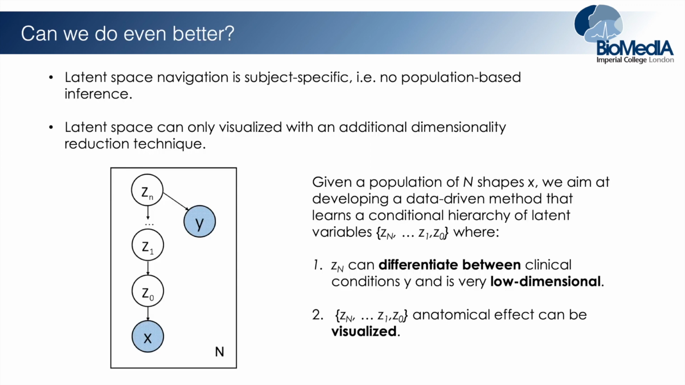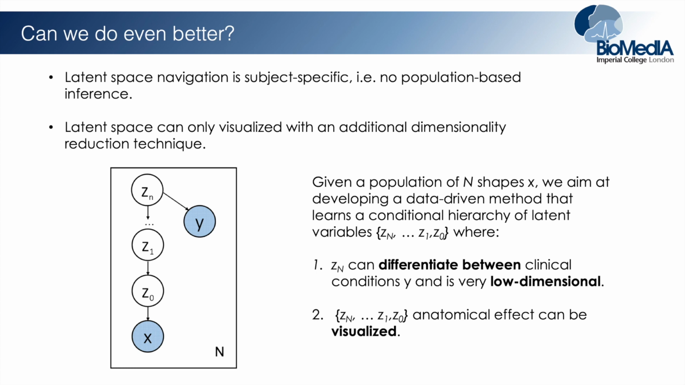However, this approach had some limitations. In particular, the latent space navigation method is subject specific, and we also don't know clearly when we have to stop it. And the second thing is that, as I showed before, we need an additional dimensionality reduction technique to further reduce the dimensionality of the latent space.